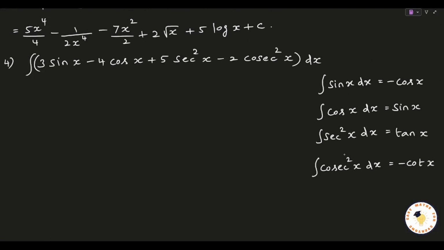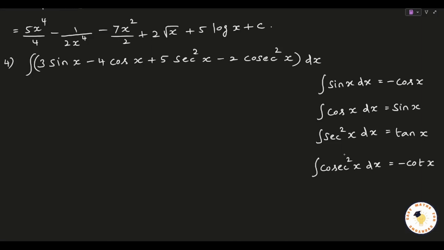Integral of 3 into sin x minus 4 cos x plus 5 secant square x minus 2 cosecant square x into dx. And the formulas which we are going to use in this sum are integral sin x dx equal to minus cos x, integral cos x dx equal to sin x, integral secant square x dx equal to tan x, integral cosecant square x dx equal to minus cot x.